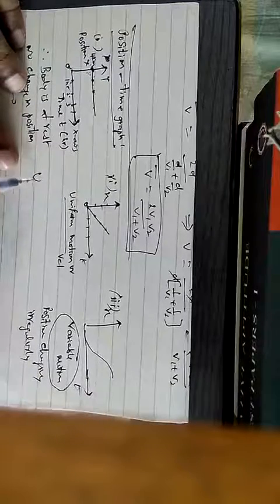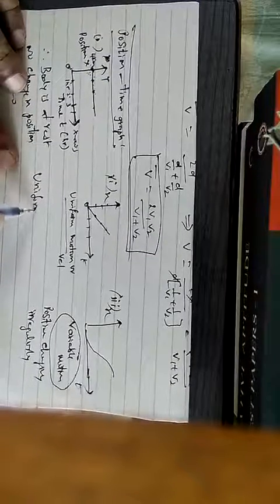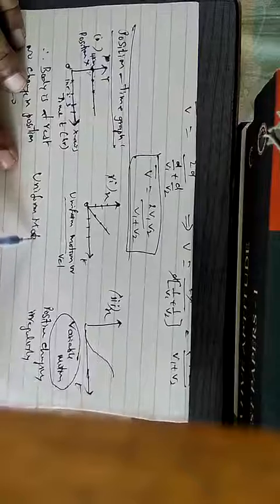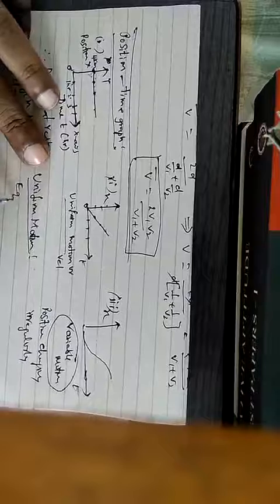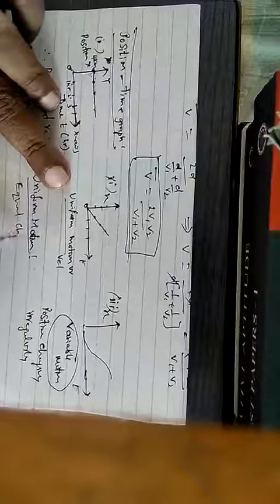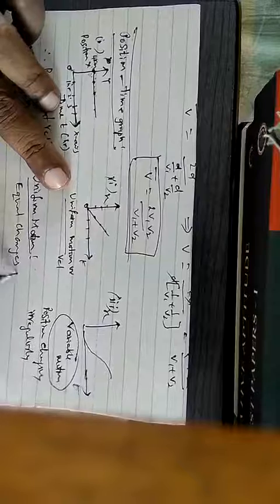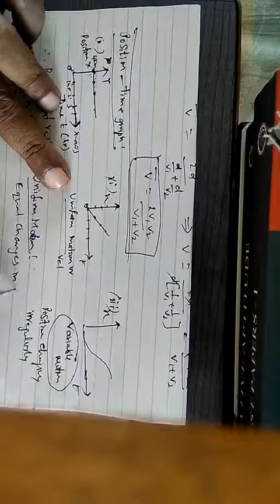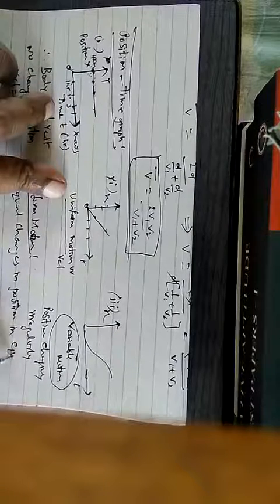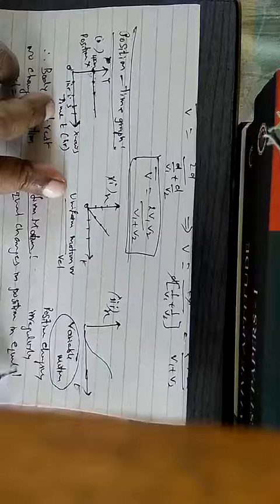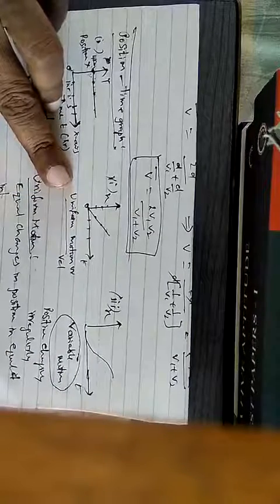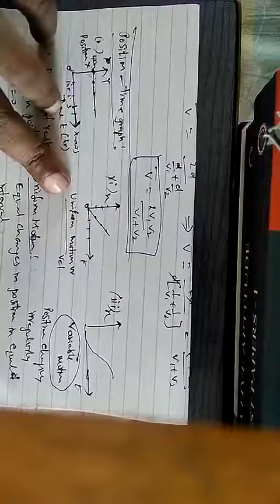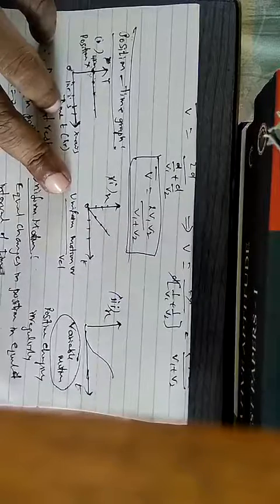Next, what is uniform motion? Uniform motion means equal changes in position in equal intervals of time. Then we call it uniform motion. Equal changes in position in equal intervals of time is known as uniform motion.